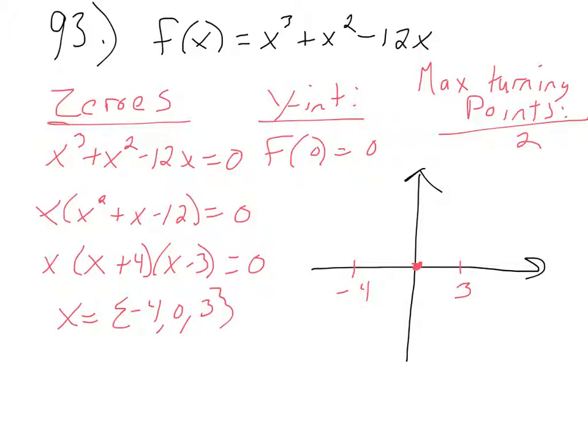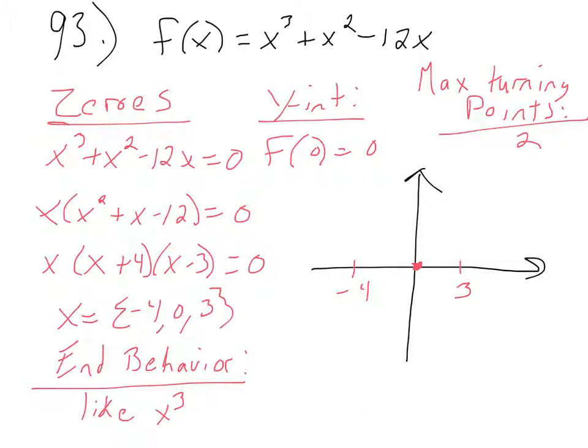We also know that it's a cubic function, so the end behavior is going to be similar to the function x cubed, because that's its highest term. And so that means it's going to go off in that direction and then off in that direction as x gets very large. As x gets really large negative, it has to go to negative infinity. As x gets really large positive, it has to go to positive infinity.